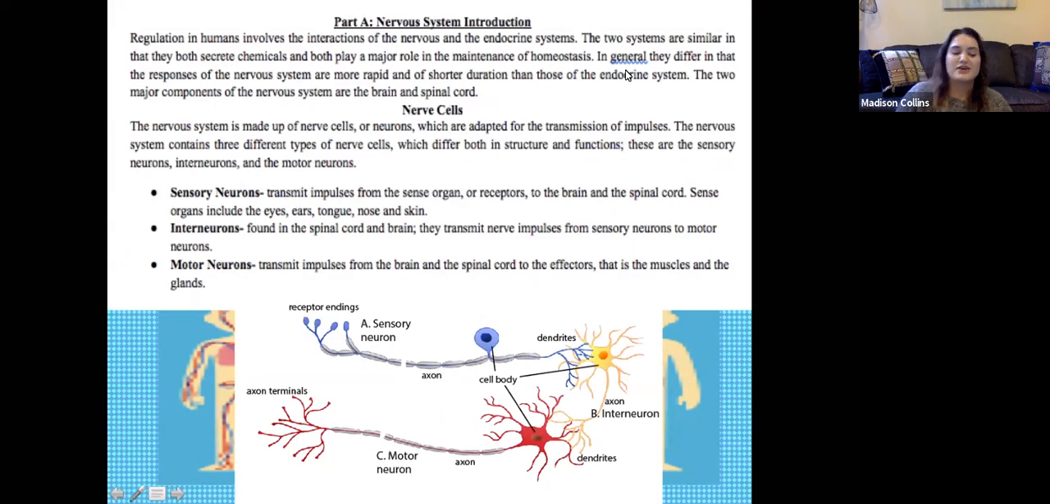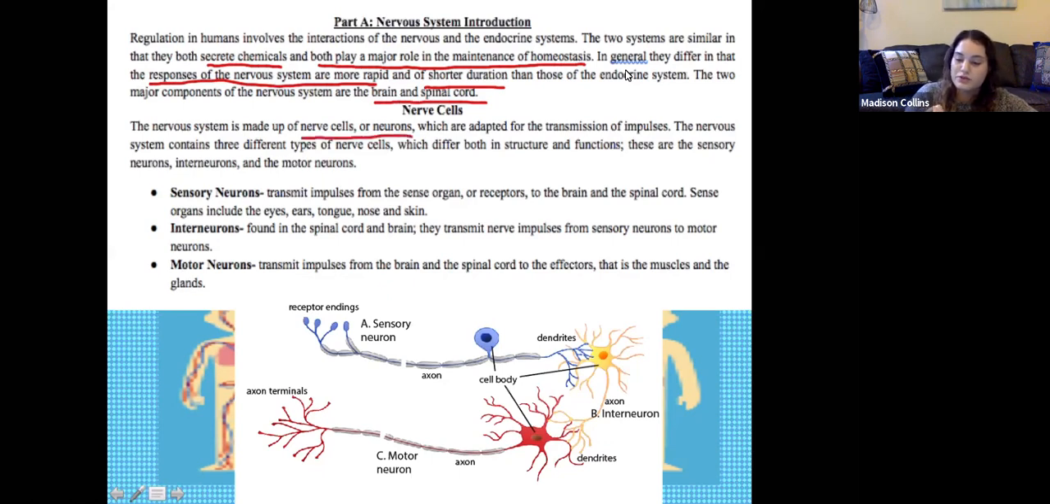So here we go. Regulation in humans involves the interactions of the nervous and the endocrine systems. These two systems are similar in that they both secrete chemicals, and they both play a major role in the maintenance of homeostasis. In general, they differ in that the responses of the nervous system are more rapid and of shorter duration than those of the endocrine system. The two major components of the nervous system are the brain and the spinal cord. The nervous system is made up of nerve cells, or neurons, which are adapted for the transmission of impulses.